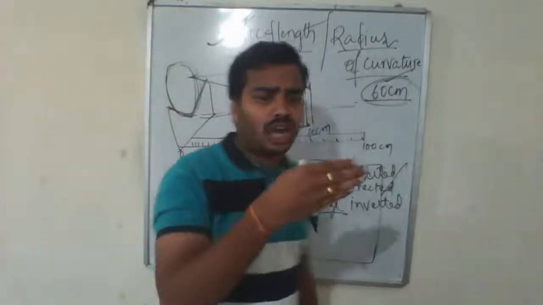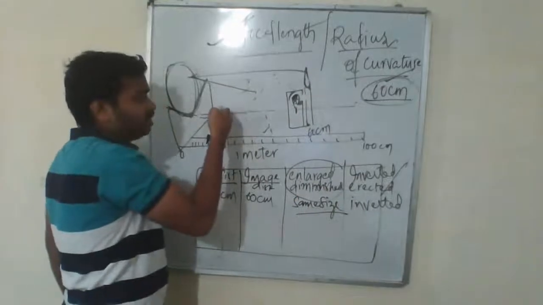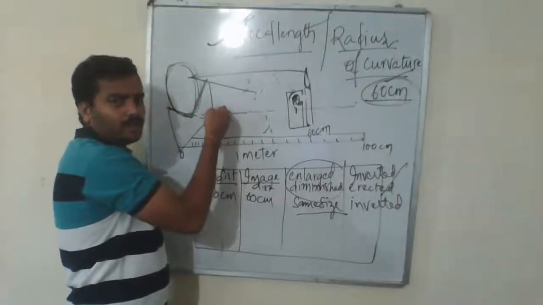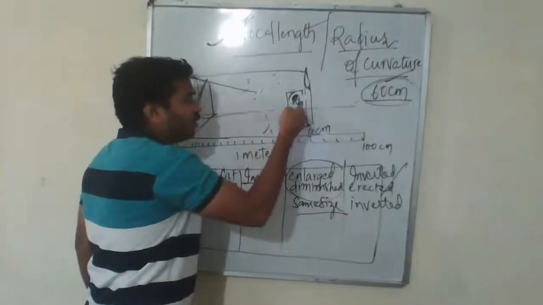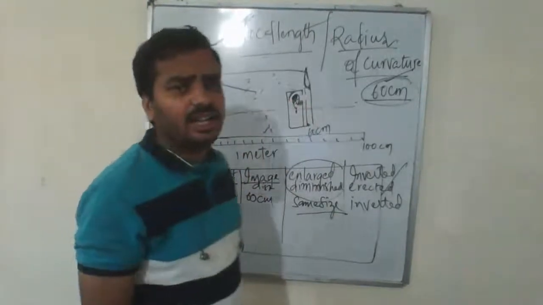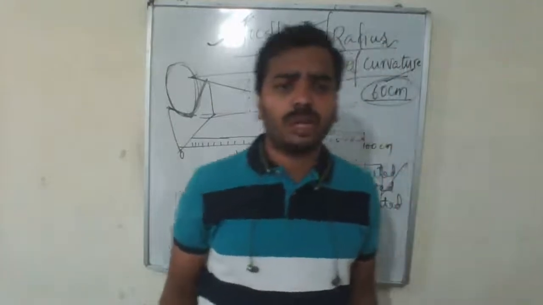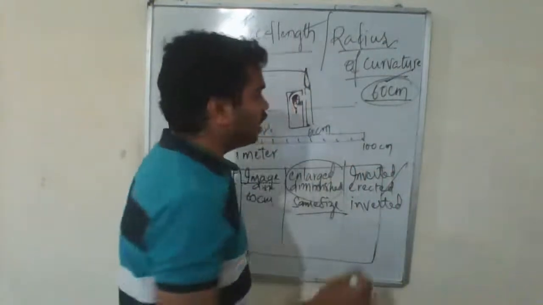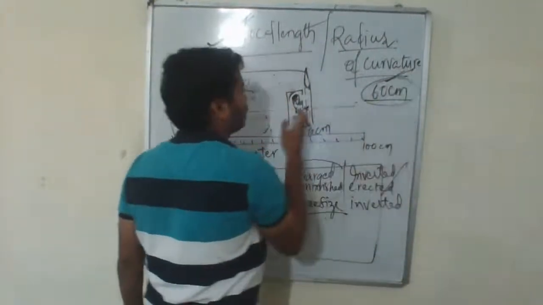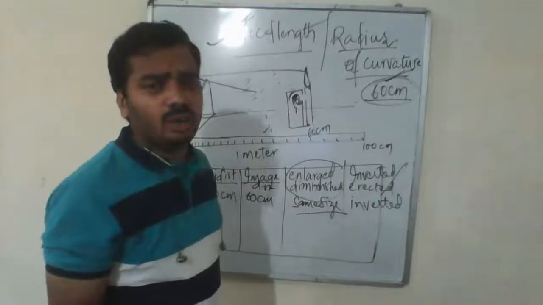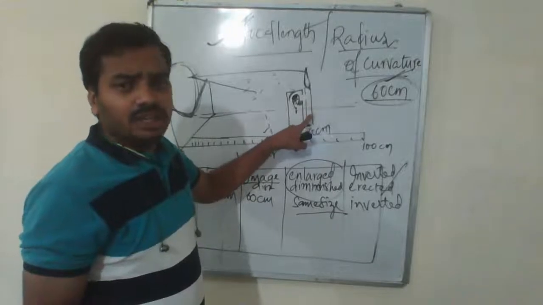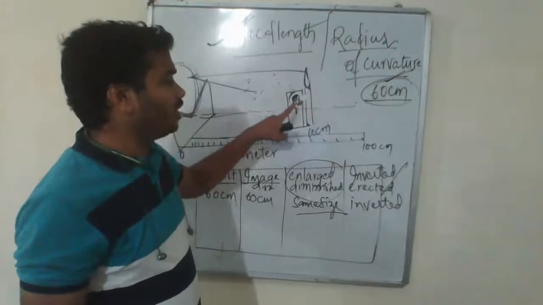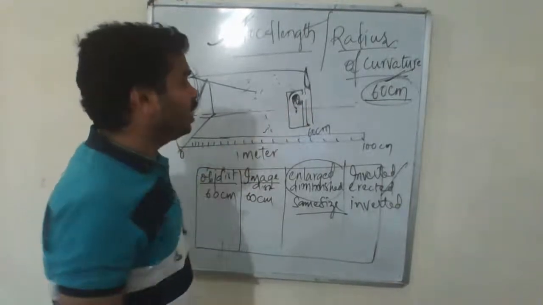If you start moving this, let us first place the screen somewhere over here, and you start moving the screen towards the candle. Whenever you reach nearby the candle, you can see a sharp image formed upon the screen. Why? Because the radius of curvature is 60 centimeters, and we already know that whenever the object is placed at the radius of curvature, then obviously the image will also be formed at the radius of curvature.